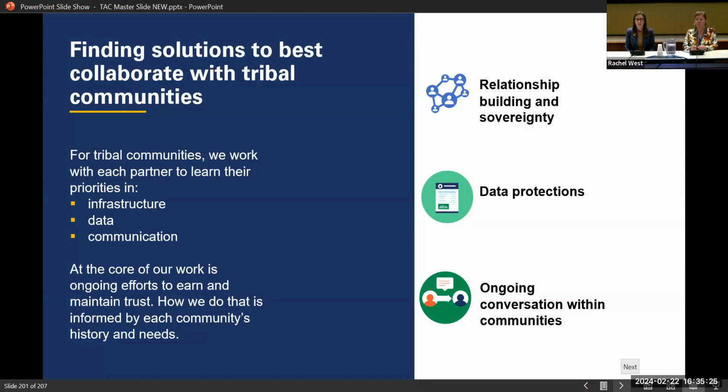Along those lines are data protections. We know that data sovereignty is incredibly important for tribal communities. And so we really work with each community to understand their boundaries and comfort and how we can best support them through our existing data protections. And if we don't have an existing data protection, how we might be able to support a new one. Through all of this, we have ongoing conversations with communities. We want to learn successes and challenges in real time so that we can best support them and make sure that their data is timely and effective for their community.